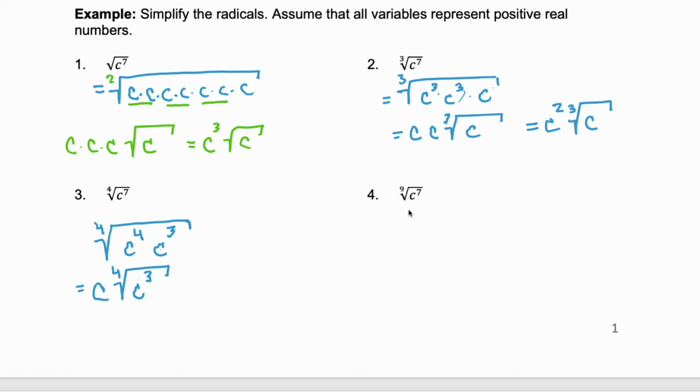Do that, eventually you're going to get comfortable. Now, example 4, we're taking the 9th root of c to the 7. To do that, we need groupings of 9. Well, we only have 7 c's, so we can't group them any further. So that is as simplified as it gets, the 9th root of c to the 7th.